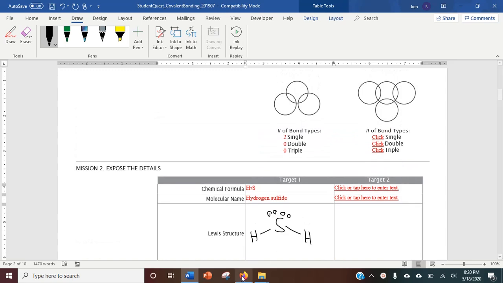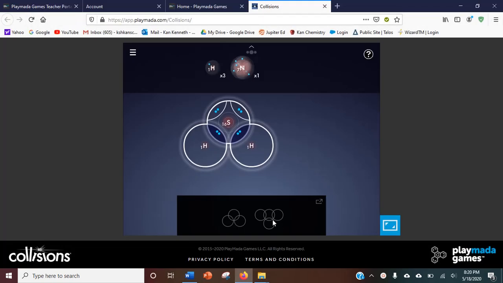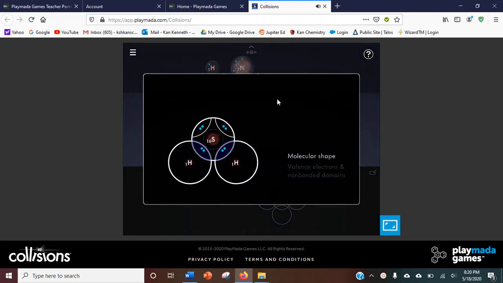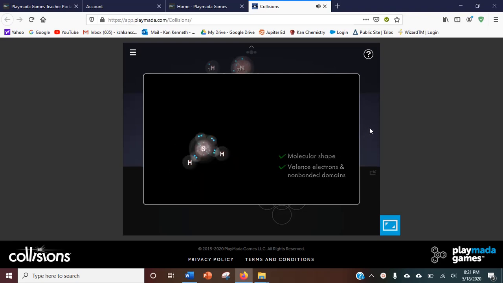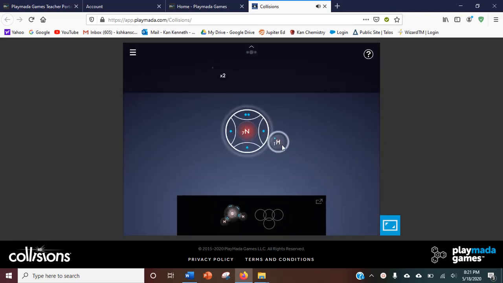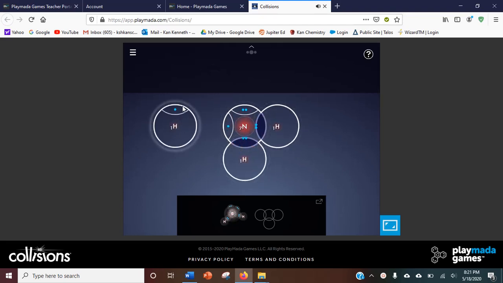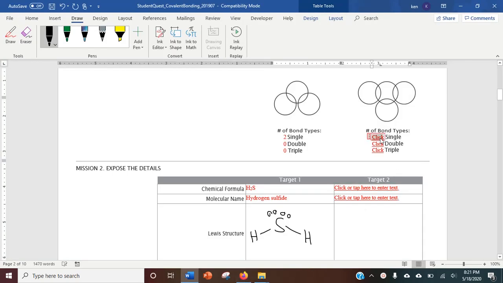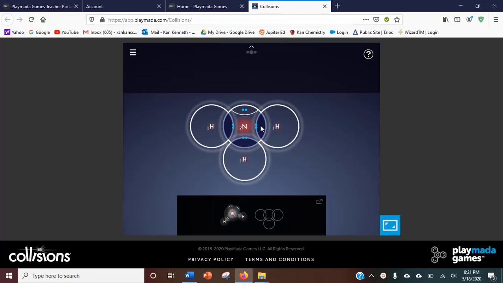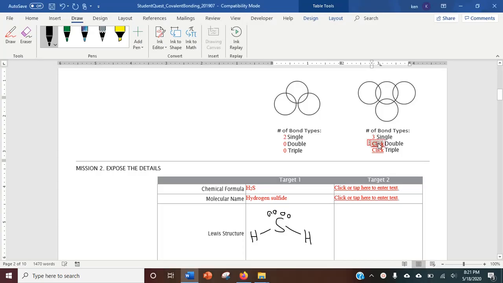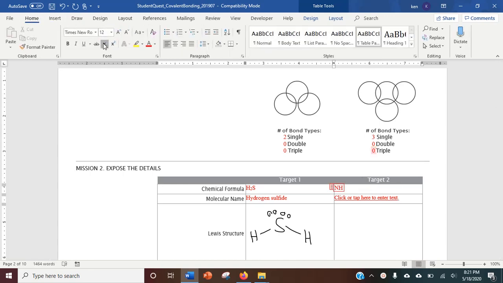Okay, now let's do target 2, which looks like this. So we made NH3. NH3 has 3 single bonds: 1, 2, 3. 0 double, 0 triple. So subscript 3. The molecular name is ammonia.